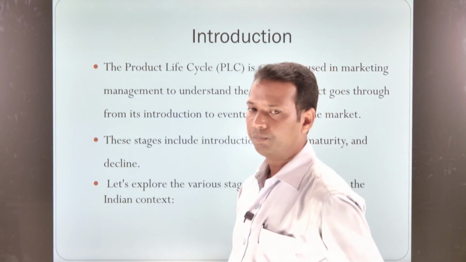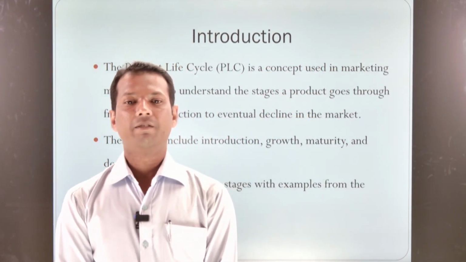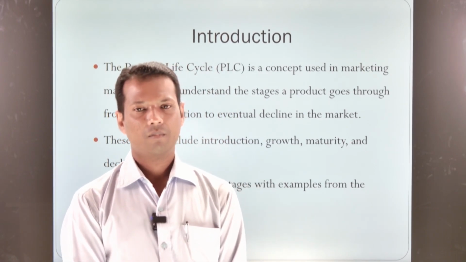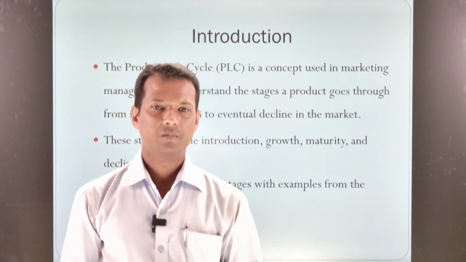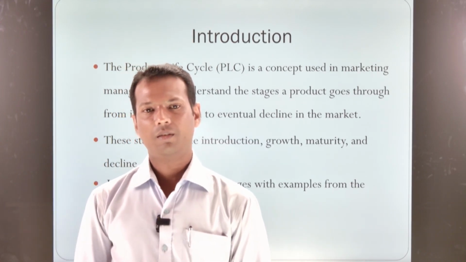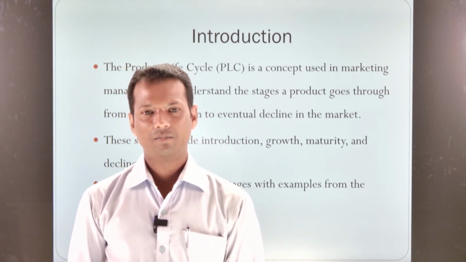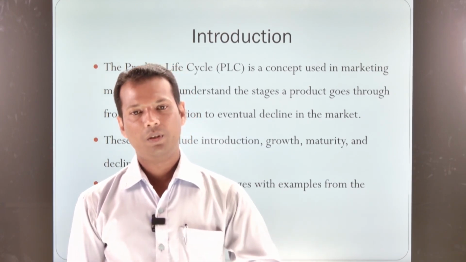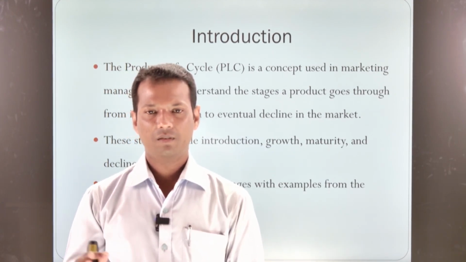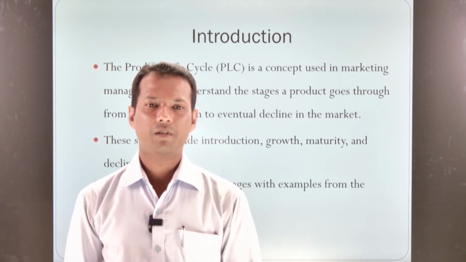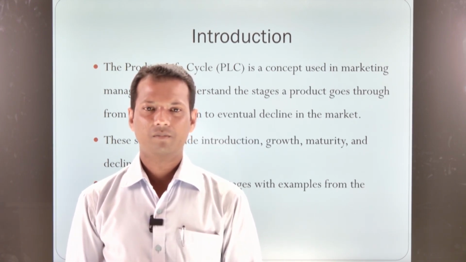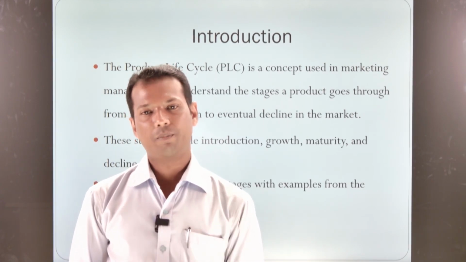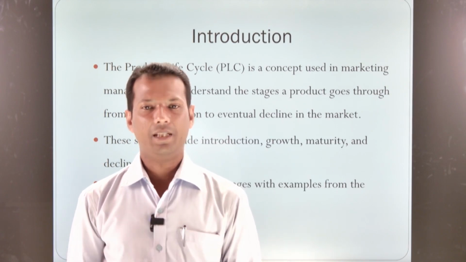So, product life cycle. What do you mean by product life cycle? What do you mean by life cycle? It's a cycle from birth to death. Take the human life cycle: we take birth and go to the end of our human journey. That can be termed as a human life cycle. Similarly, any kind of product has a life cycle.